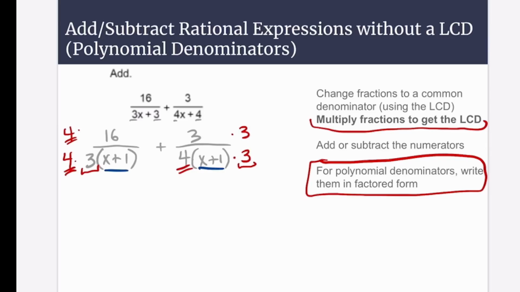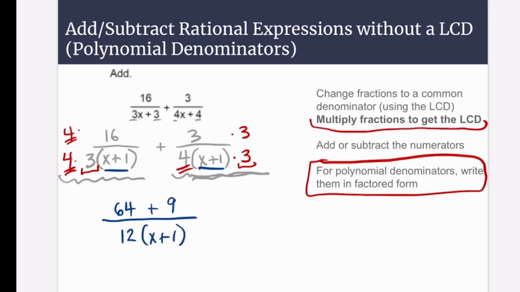You can see the denominators now have 3 distinct pieces: 4 times 3 times x plus 1, in both. So these denominators will be the same, and all we have to worry about is our numerators. 4 times 16 is 64. 3 times 3 is 9. And our denominators are going to be equal. 4 times 3 is 12, so we have 12 times x plus 1. 64 plus 9 is 73 over 12 times x plus 1.